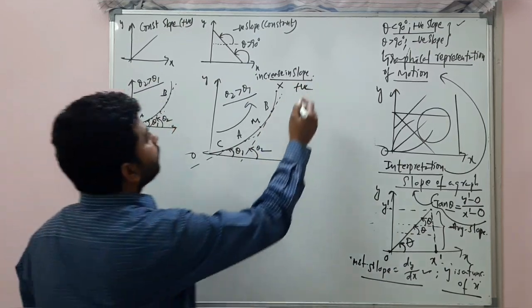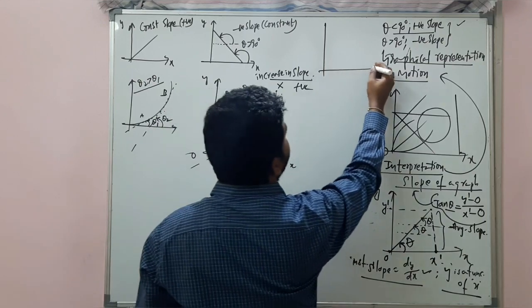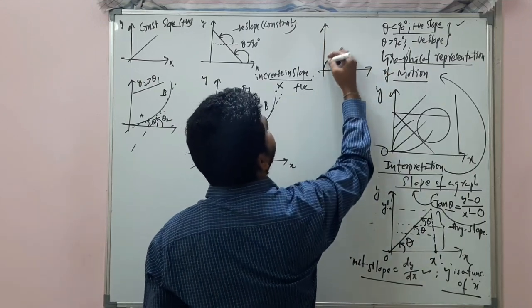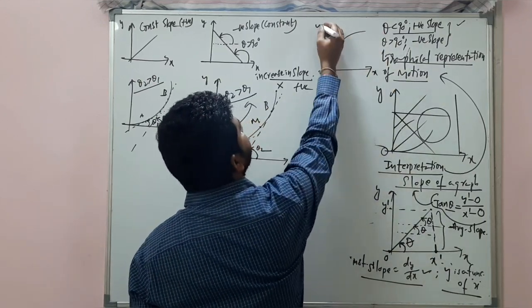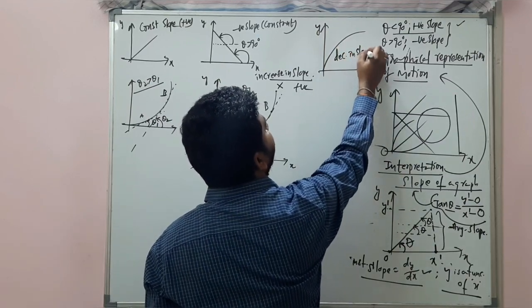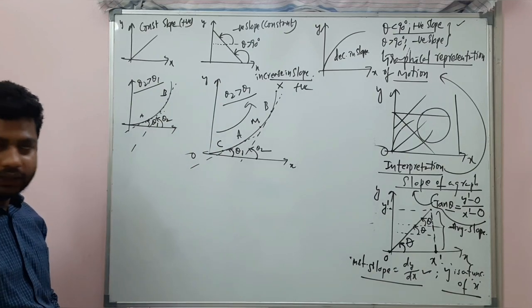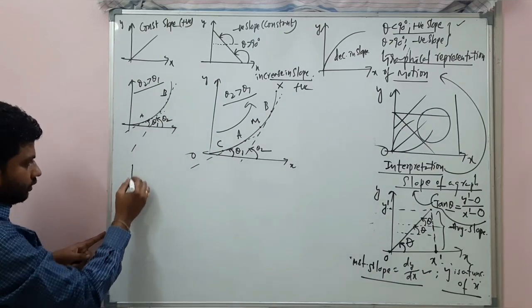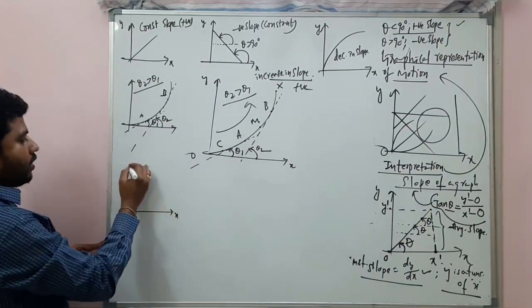Same way, decrease in the slope is also possible. So this graph represents decrease in the slope, my dear students. This is x-axis and this is y-axis. So decrease in slope. Right?